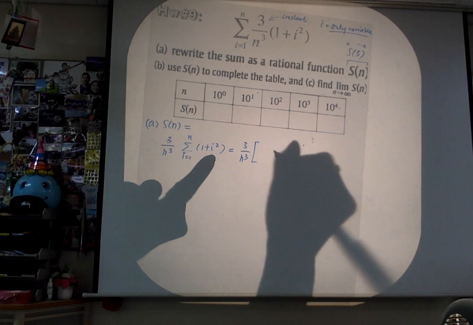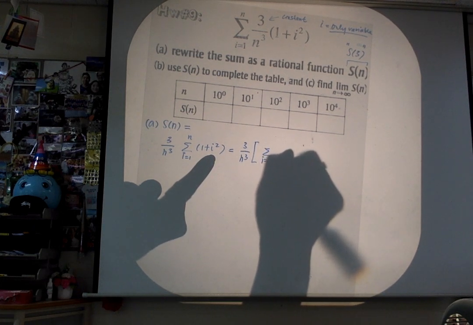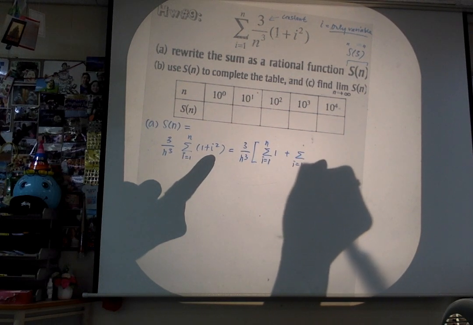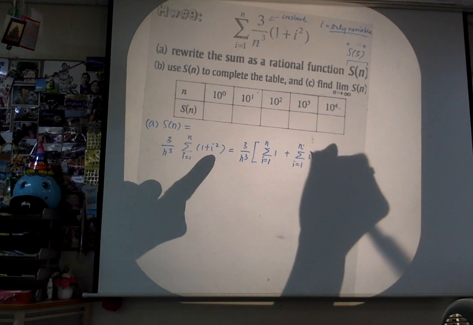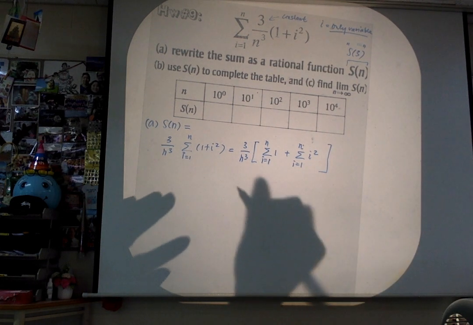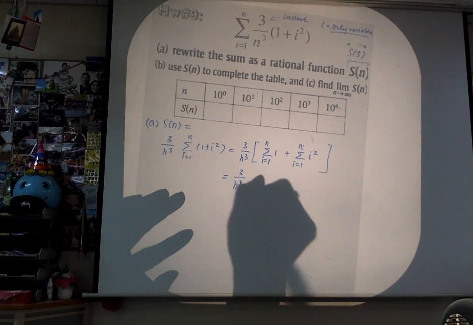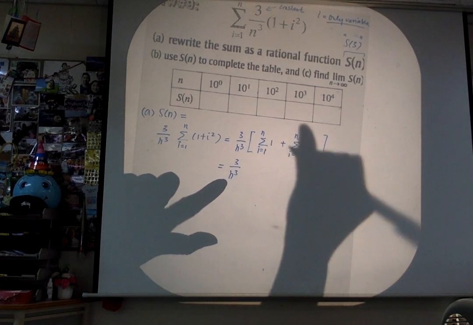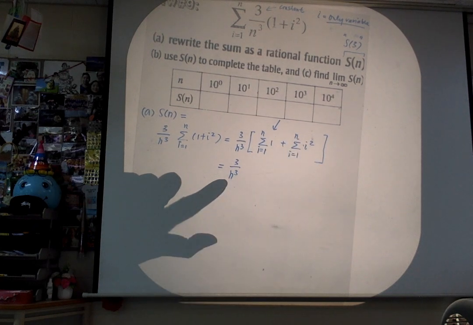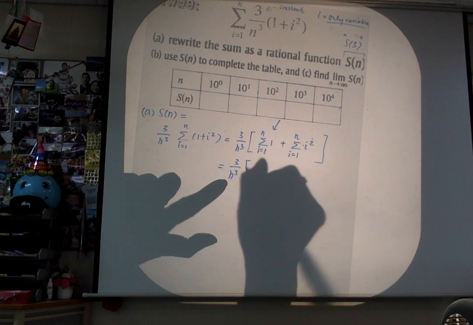So I'm going to separate this into 2 different summations. The sum of 1 plus the sum from i equals 1 to n of i squared. All right, we're rolling, okay? Now, we know we're trying to simplify this. Leave that constant alone. This is a constant summation, right? So let's use the formulas that we just showed you.